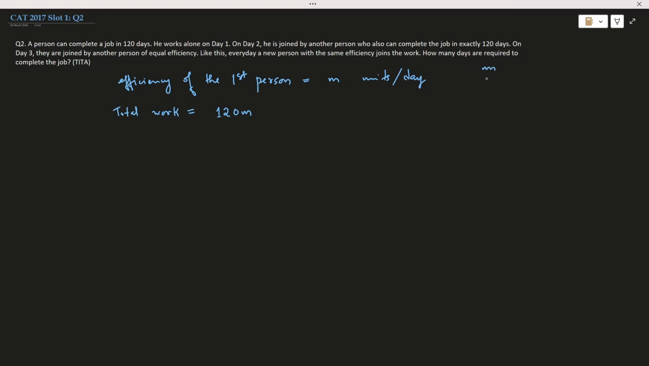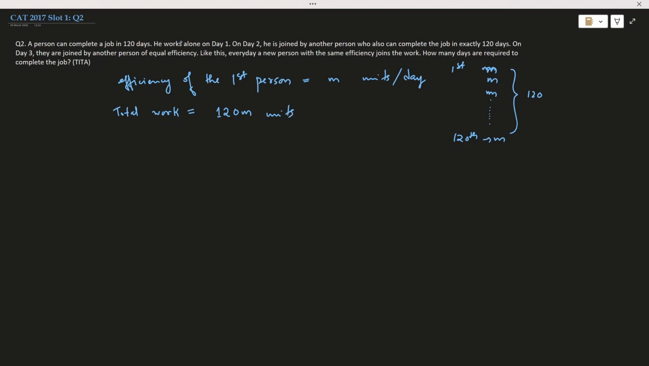On the first day he will do m units of work, on the second day he will do m units of work, on the third day also he will do m units of work, and likewise on the 120th day he will also do m units of work. This is the first day, this is the 120th day. So how many m's are there? 120 m's are there, so the total work will be 120 m units.